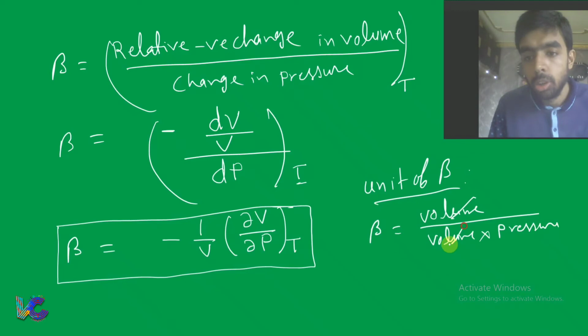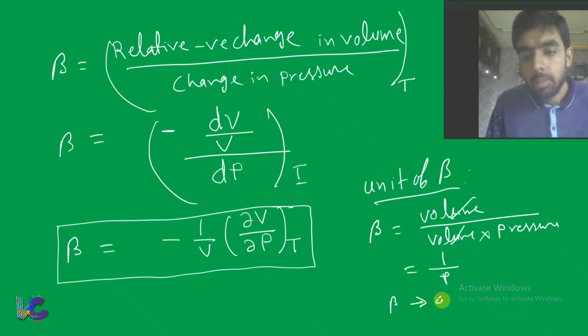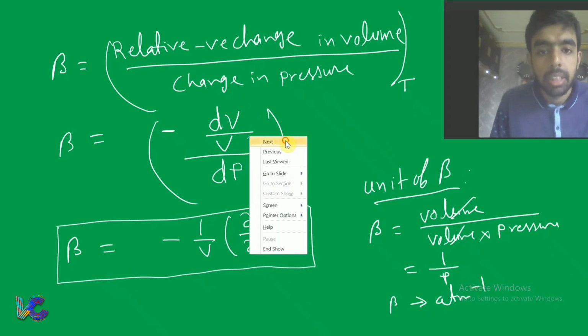So volume will cancel out, so 1 by pressure. That means if you take the unit of pressure in atm, the unit of beta will be atmosphere inverse. Fine. So the unit of alpha was Kelvin inverse, the unit of beta is atmosphere inverse. Okay, this is beta.